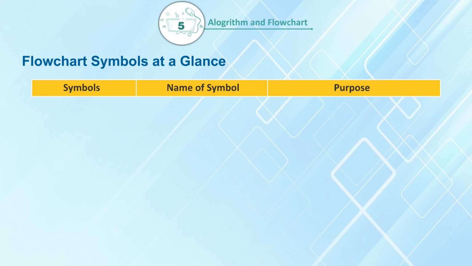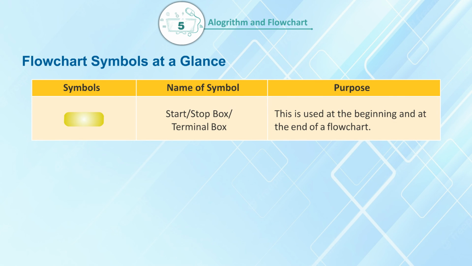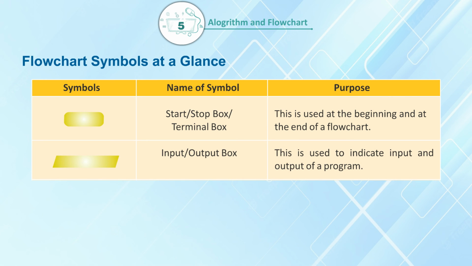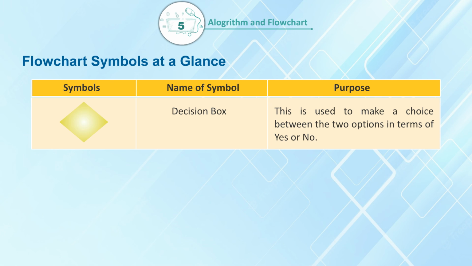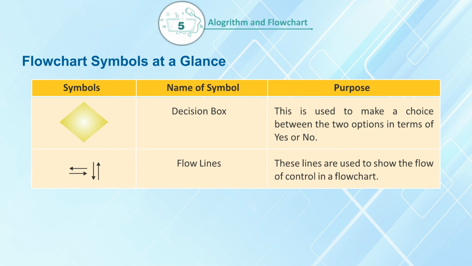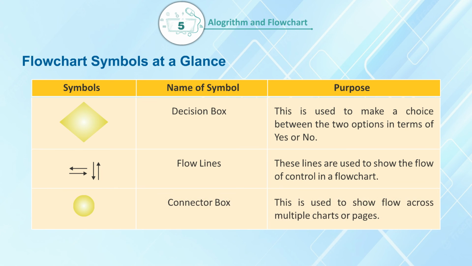Symbols. Name of symbol. Purpose. Start, stop box, terminal box. This is used at the beginning and at the end of a flowchart. Input or output box. This is used to indicate input and output of a program. Process box. This is used to perform mathematical tasks, for example, adding two numbers. Decision box. This is used to make a choice between the two options in terms of yes or no. Flow lines. These lines are used to show the flow of control in a flowchart. Connector box. This is used to show flow across multiple charts or pages.